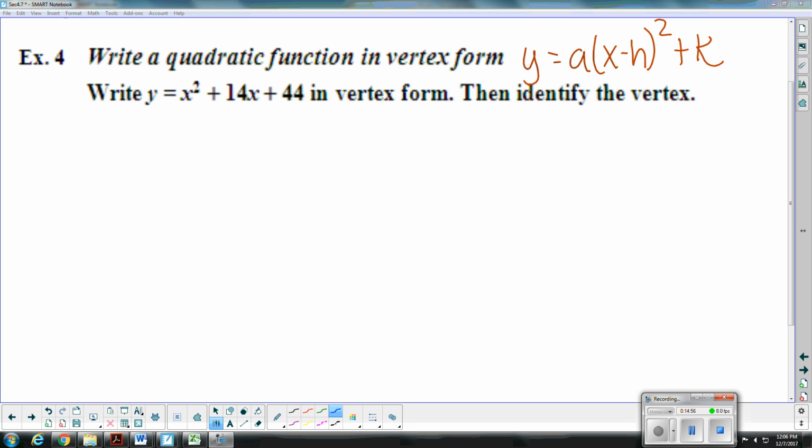So our vertex is going to be (h, k). But if in vertex form it's x plus h, then our h is a negative number, and if it's minus k, then our k is a negative number. But otherwise, if it's x minus a number plus a number, then we've got just our h and k.